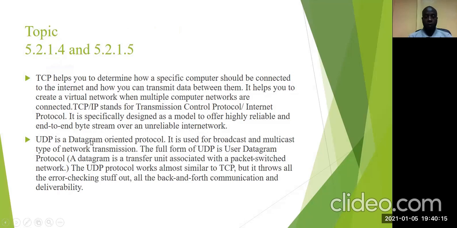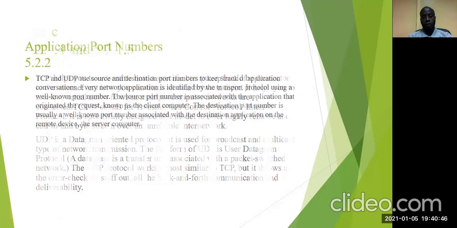UDP is a datagram-oriented protocol. It is used for broadcast and multicast types of network transmission. The full form of UDP is User Datagram Protocol. The datagram is a unit of transfer associated with a packet-switched network. The UDP protocol works almost similar to TCP, but it throws all the error checking out, all the back and forth communication and deliverability.